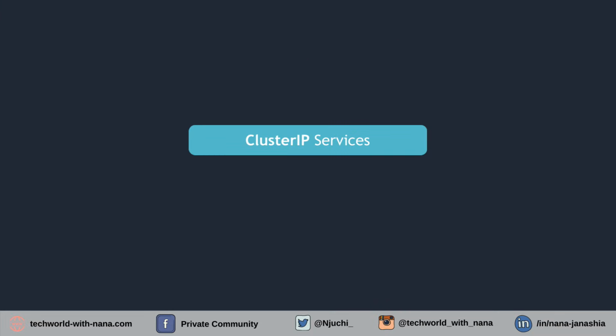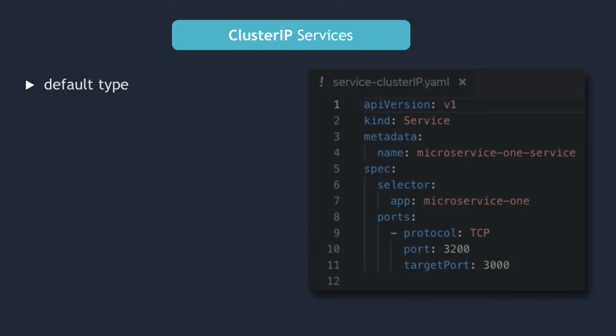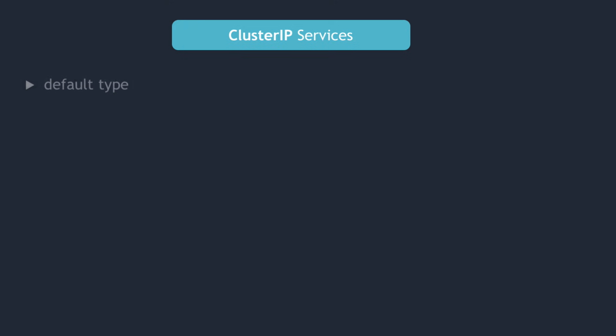There are several types of services in Kubernetes. The first and the most common one that you probably will use most of the time is the ClusterIP type. This is the default type of a service, meaning when you create a service and don't specify a type, it will automatically take ClusterIP as a type. So let's see how ClusterIP works and where it's used in Kubernetes setup.